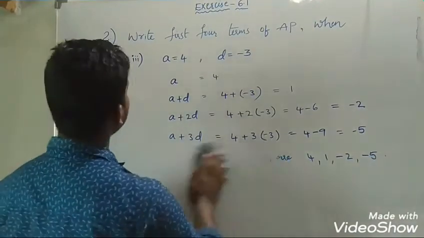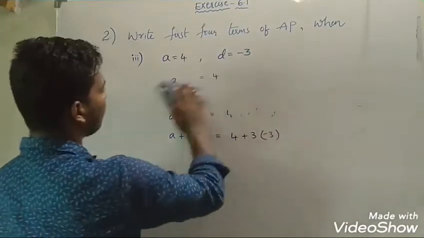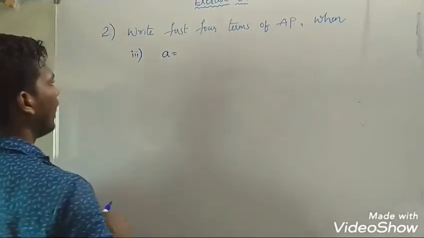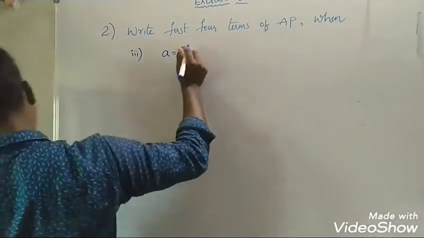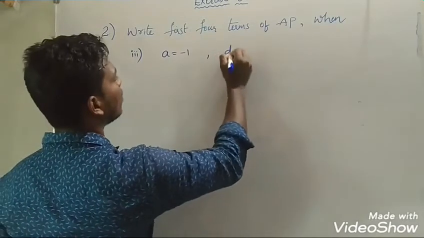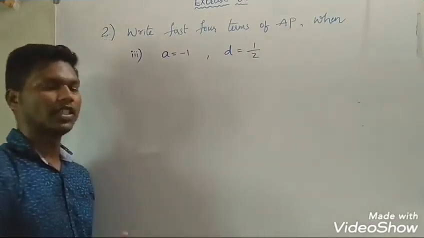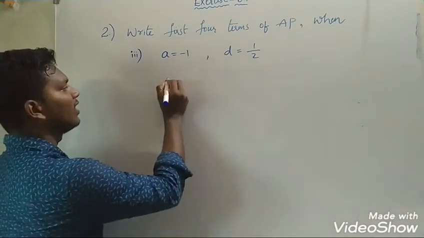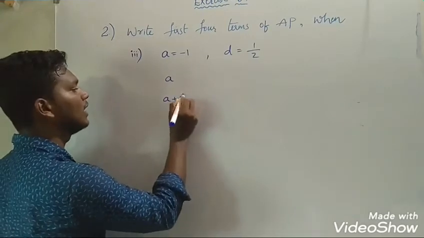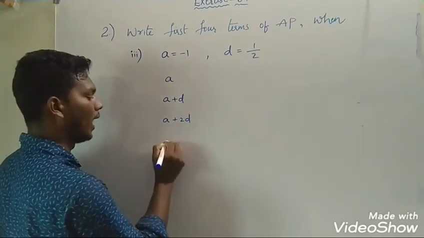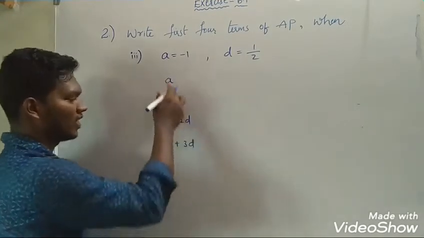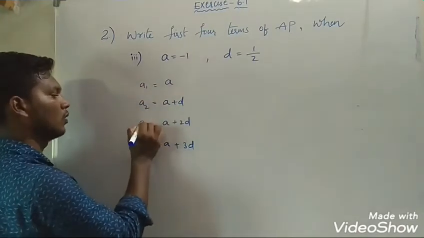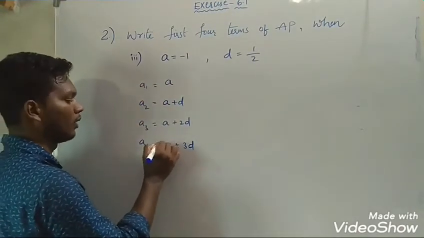So let me move on to problem number 4. For problem number 4, the values of a and d are: a is equal to minus 1 and d is equal to 1 by 2. Okay friends, the value of a is minus 1 and d is equal to 1 by 2. So what is the general form? a, a plus d, a plus 2d and a plus 3d. So these are the first four terms, right? So let us write this. a1 is equal to a, the second term a2 is equal to, the third term a3 is equal to, the fourth term a4 is equal to.